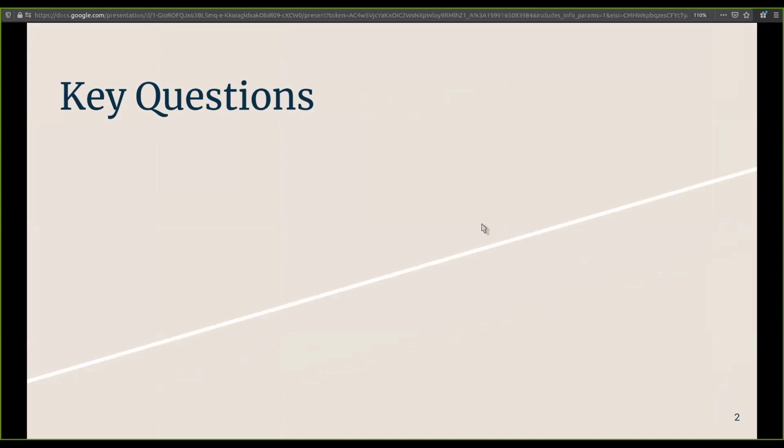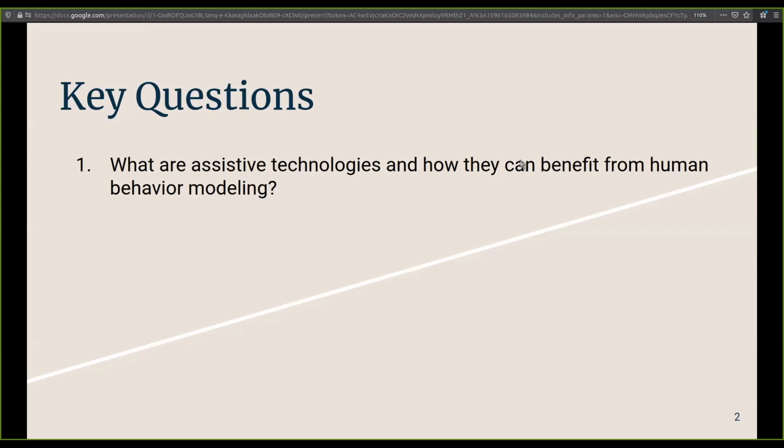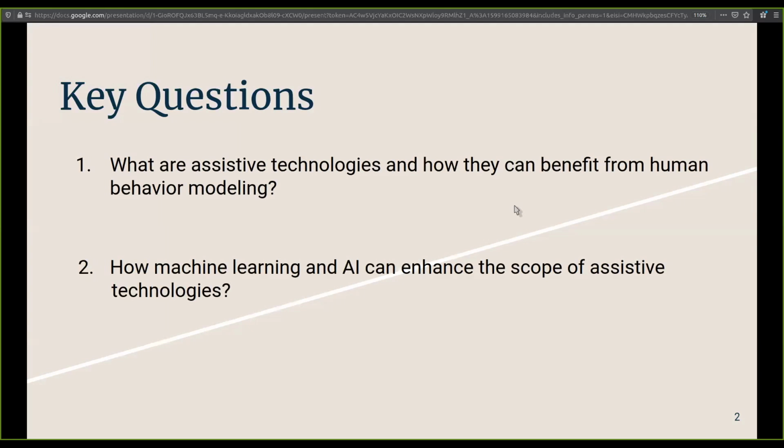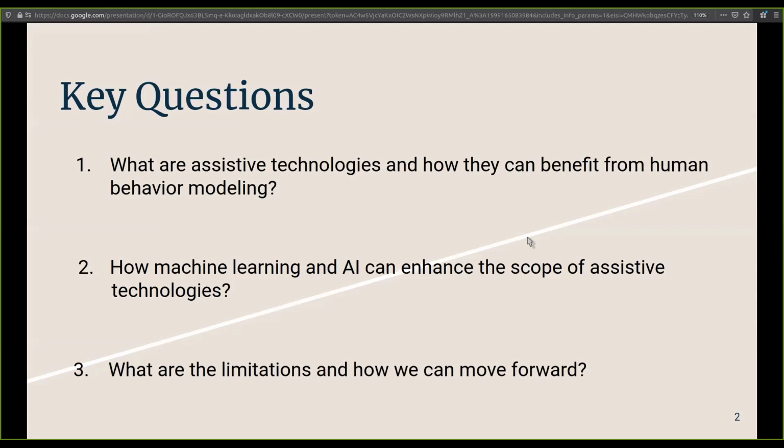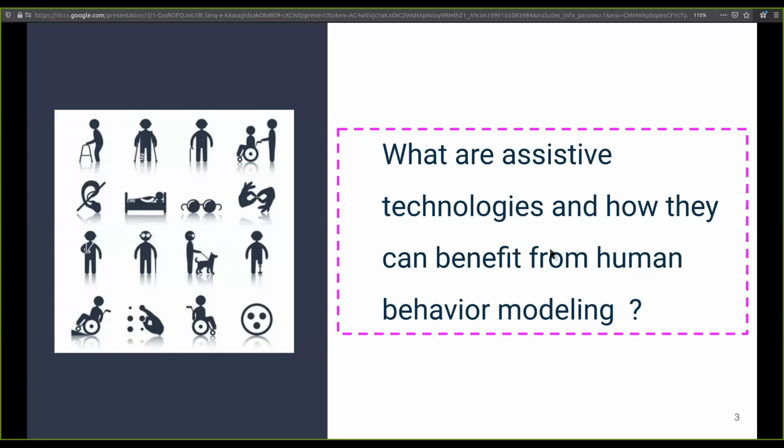So let's start. The key questions that I would like to target in this talk are, first of all, what do we mean by assistive technologies and how can modern assistive technologies benefit from human behavior modeling? How can AI enhance the scope of modern assistive technologies? And lastly, what are the limitations that we face nowadays and how can we tackle them and move forward in the future?